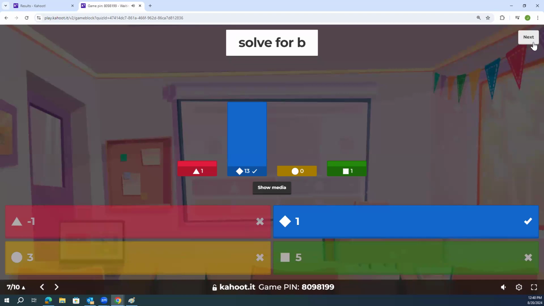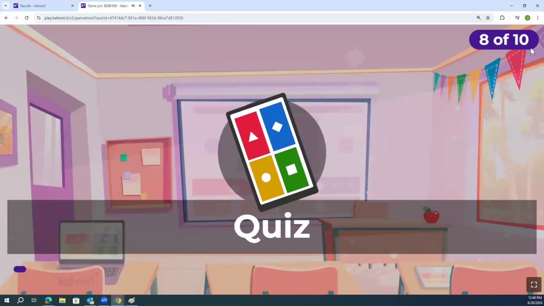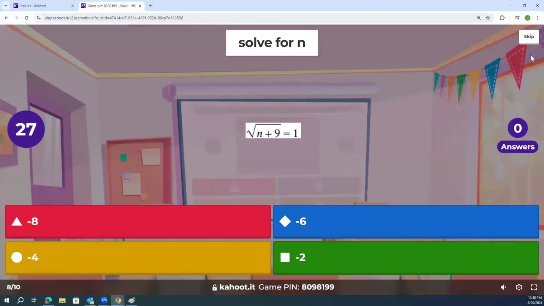All right. So let's get that. Square root of 4 is 2. There you go. Lots of points. Square both sides. What's 1 squared? Subtract 9. What's 1 minus 9?